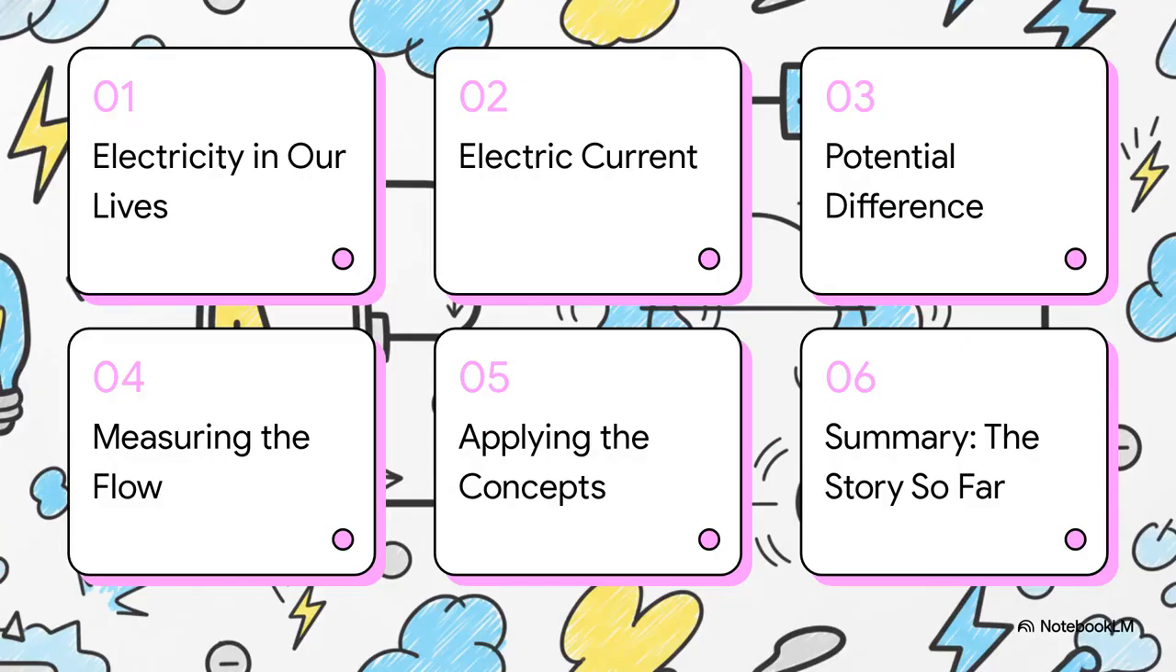So, here's our plan for today. We will start with the basics. Then we'll try to understand what electric current is and the push that makes it flow, which is called potential difference. After that, we will learn how to measure them, solve a few problems, and then we will summarize everything.